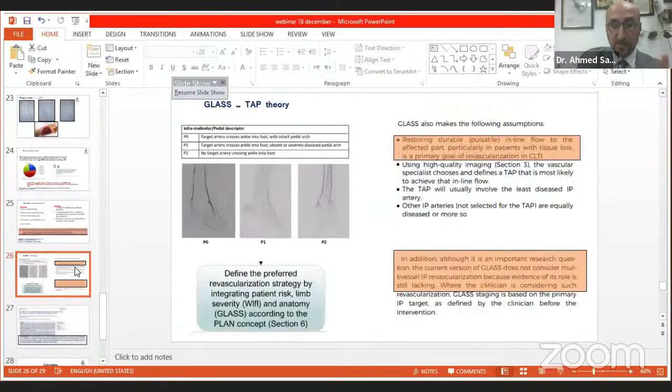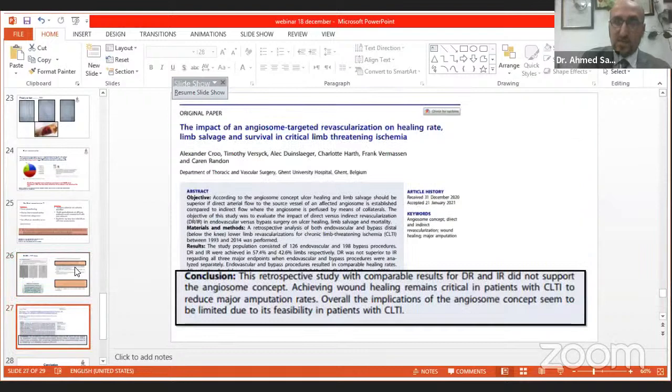And this takes us to the recommendations of the Global Vascular Society guidelines, which recommend that restoring durable pulsatile in-line flow to the affected part, particularly in patients with tissue loss, is a primary goal of revascularization in critical limb ischemia. They also mentioned that the current version of GLASS doesn't consider multivessel revascularization because evidence is still lacking in this area. This is the last, as we mentioned, regarding direct versus indirect revascularization.